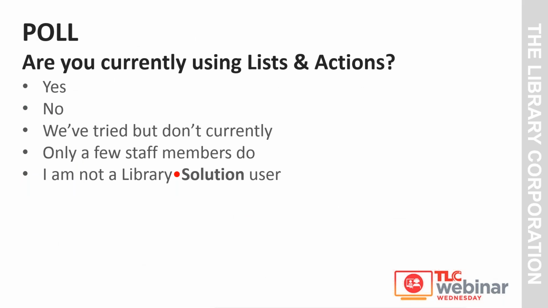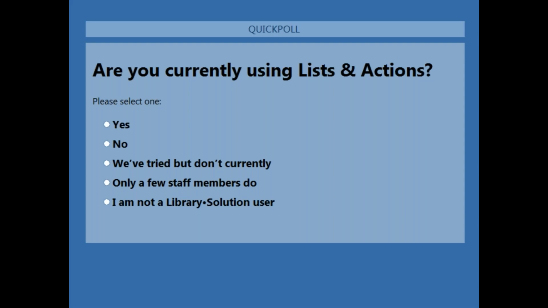Now let's start off with a short poll. We're just going to put this up for about 30 seconds here. I'd like to find out how many folks are using lists and actions, or maybe a few staff members do. Or again, if you're not a Library.Solution ILS user, we'd like to know that too, just so we can speak in more generalities. But also, hopefully, if you're not using Library.Solution, you'll have some ideas on ways you can utilize other tools you have available with your existing system.